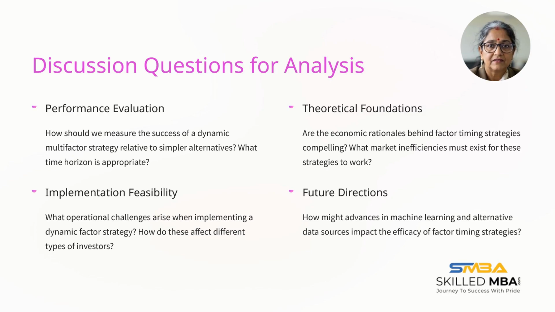Evaluating dynamic multi-factor strategies requires comparing their success to simpler alternatives, considering appropriate time horizons. Operational challenges, such as data management and execution costs, impact implementation feasibility for various investors. The economic rationale for factor timing hinges on market inefficiencies. Advances in machine learning and alternative data could enhance strategy efficacy, offering new insights and opportunities.